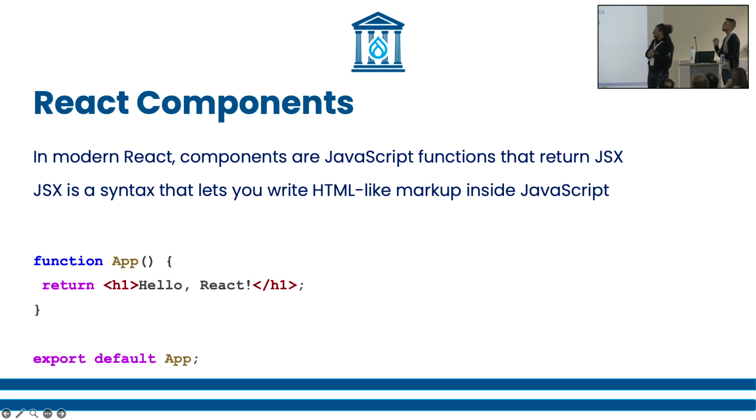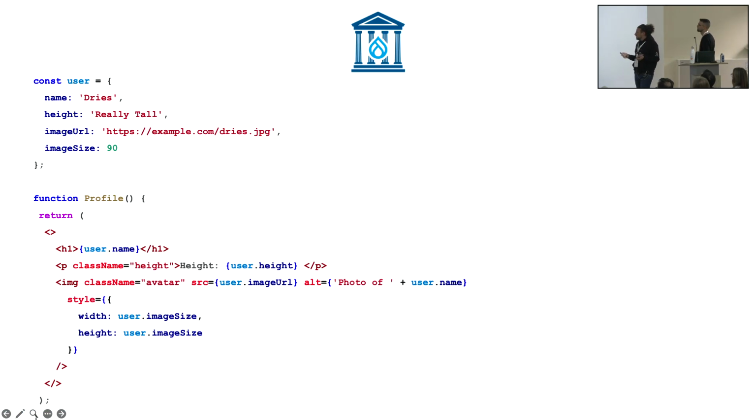So a React component looks like this. We have our component here, we define the function, then we export, and then we can use it. We can call it somewhere else, as we can see on the next slides. We can also pass data to it. So we have here our user, the name is Reese, the height is really tall. Then we have the image URL, the image size. Then we have our component here. And we are getting the variables from this object, and we are passing them down to our component. So we have the user name there, user height, image URL, username, and then the size here.